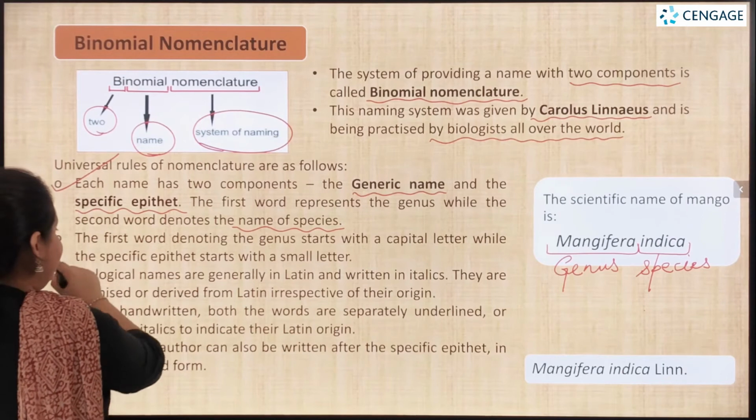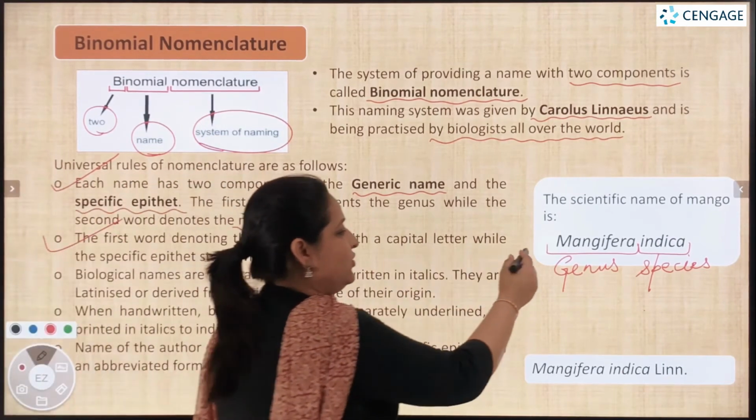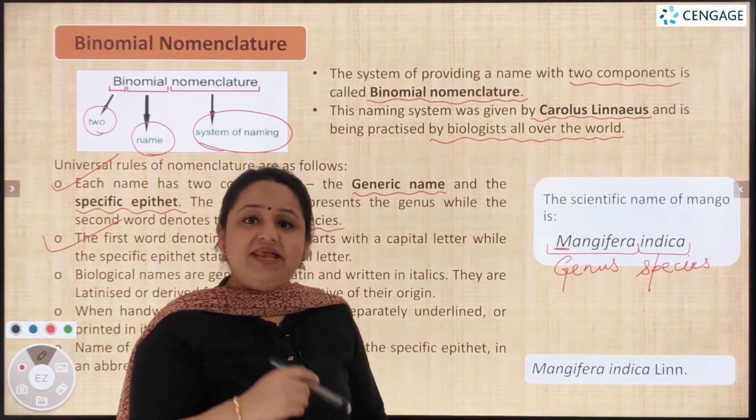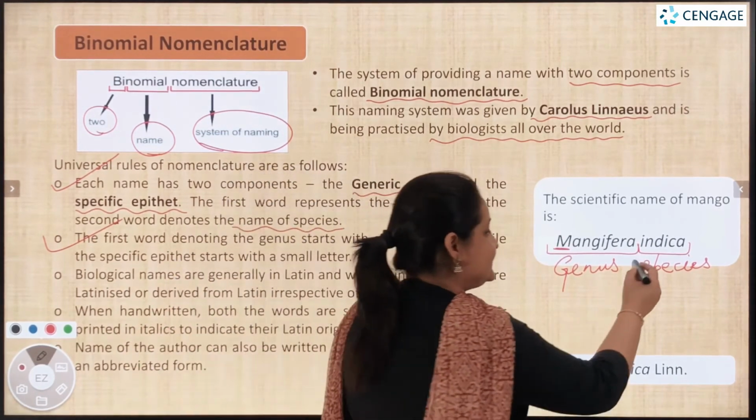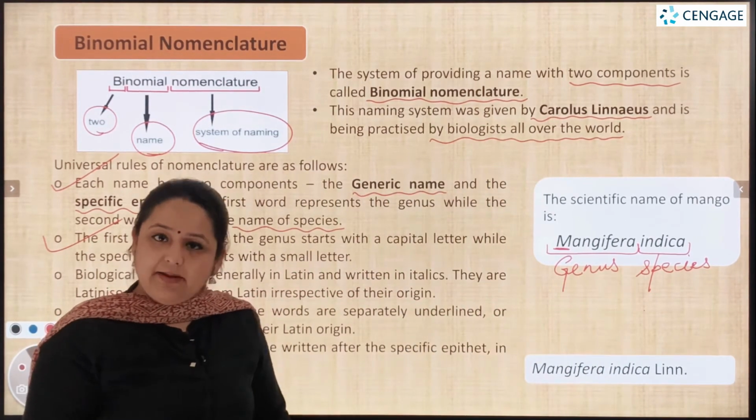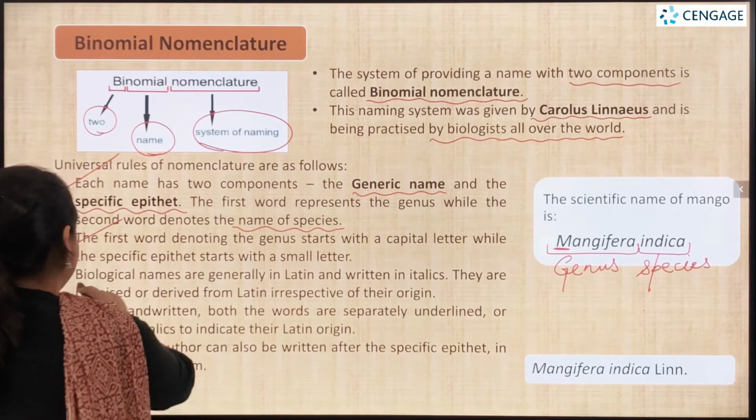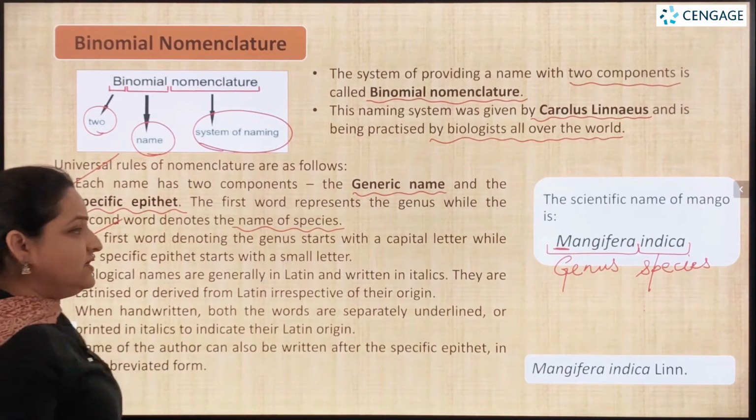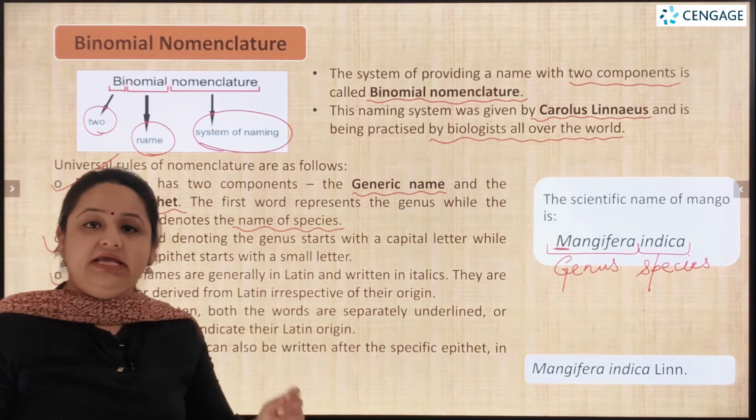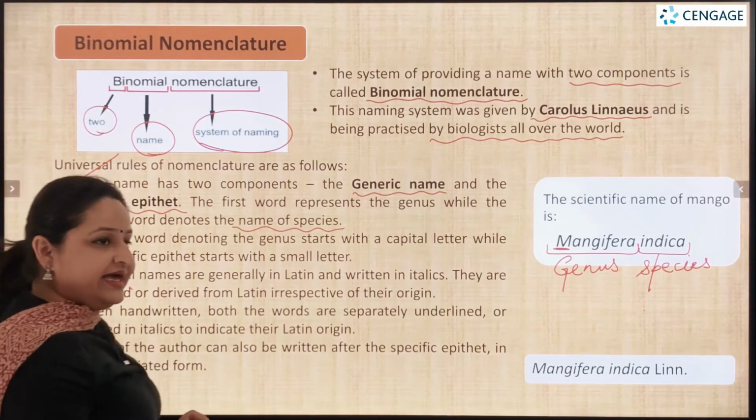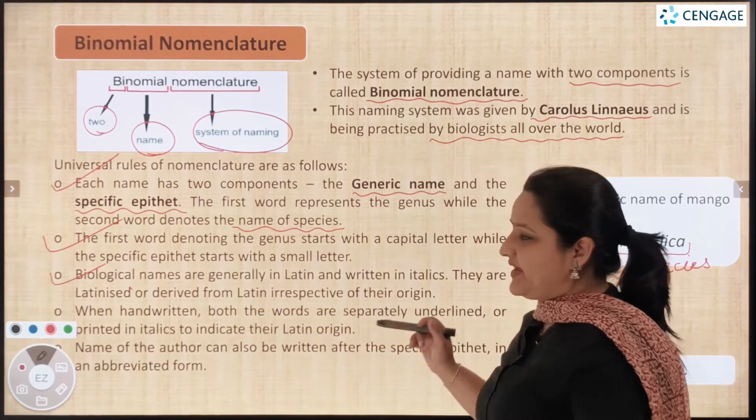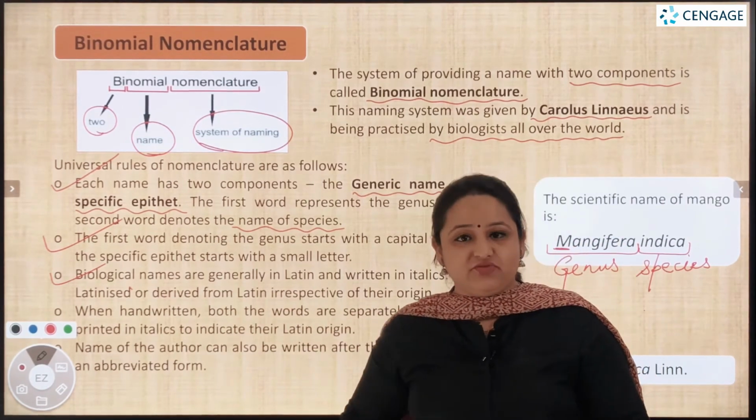There is another rule, that the first word denoting the genus is always written in capitals, whereas the second word, which is denoting the species, is written in lowercase. That means it is not written in capitals. This is rule number 2. The third, biological names are generally in Latin and written in italics. They are Latinized or they are derived from Latin irrespective of their origin. So this is rule number 3.